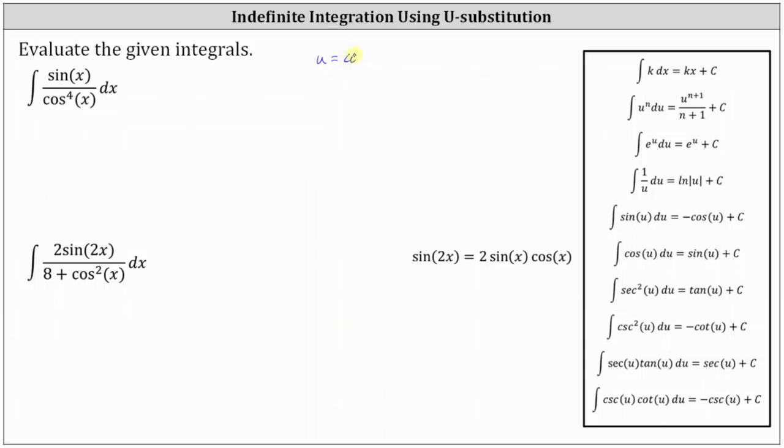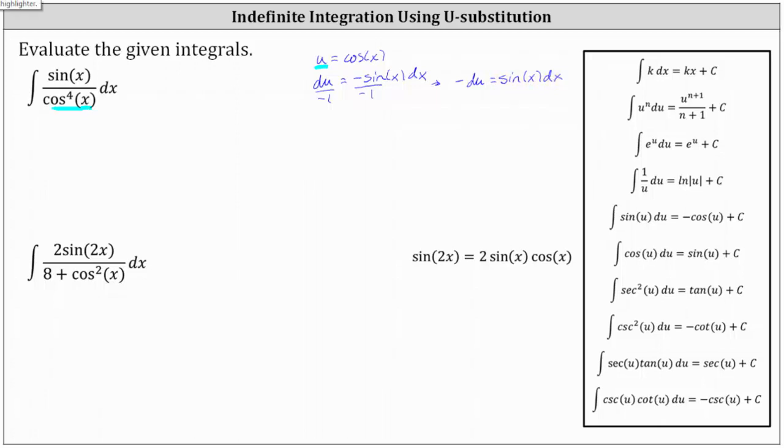So if u is equal to cosine x, then du is equal to the derivative of cosine x times dx, which is negative sine x dx. So because we can substitute u for cosine x, the denominator can be written as u to the 4th. And notice we're left with sine x dx, not negative sine x dx. And therefore, let's divide both sides by -1 to solve for sine x dx. This gives us negative du equals sine x dx.